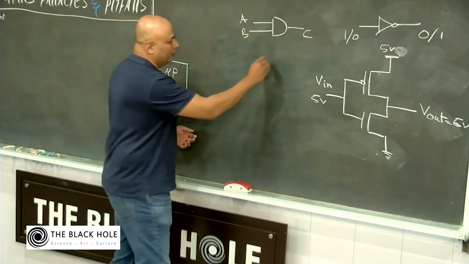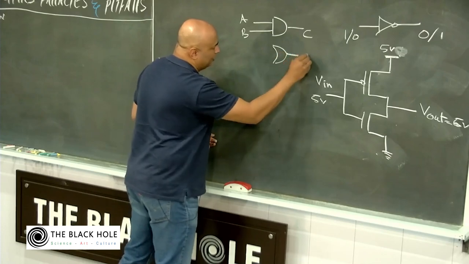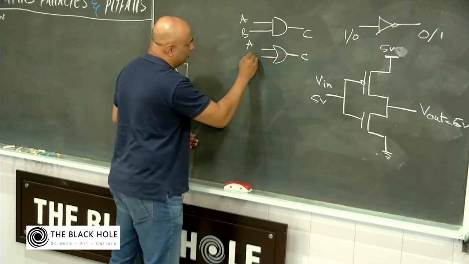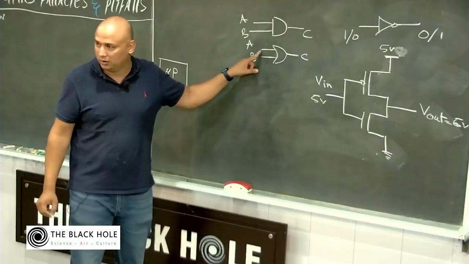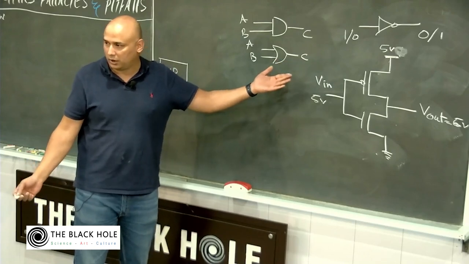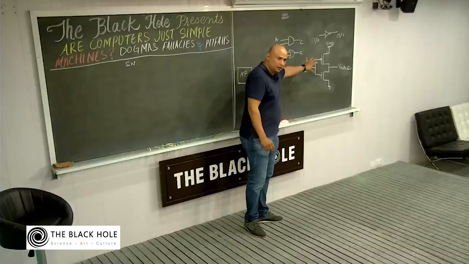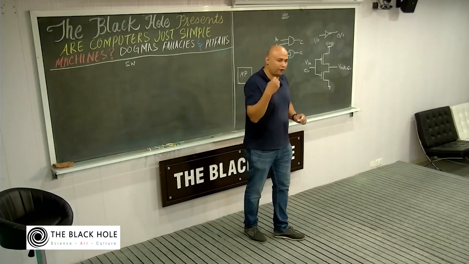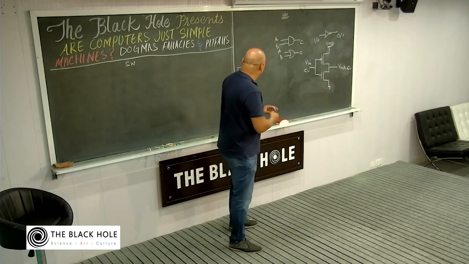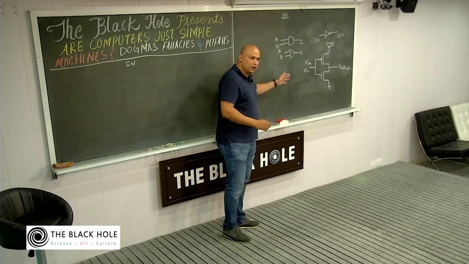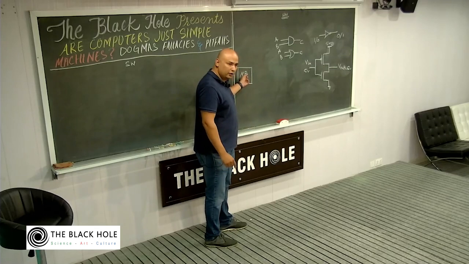And there is an OR gate, with inputs A and B. If any one of them is 1, the output is 1. If both of them are 0, then the output is going to be 0. And then you can keep on adding different gates all together and make up a very complicated structure. So this is a way of communicating, a way of making functions. When you have complicated gates like this, you can implement complicated logic here.